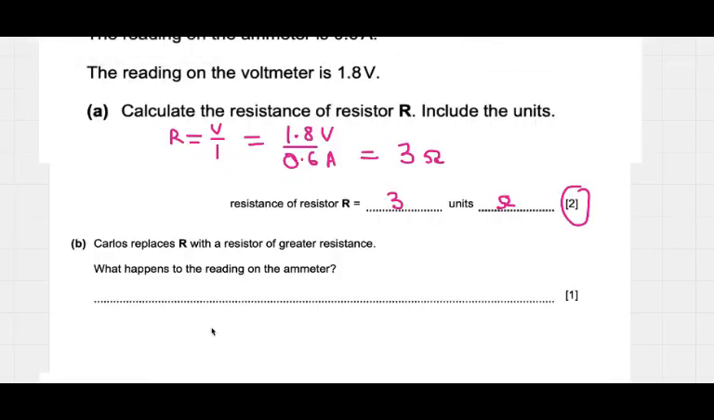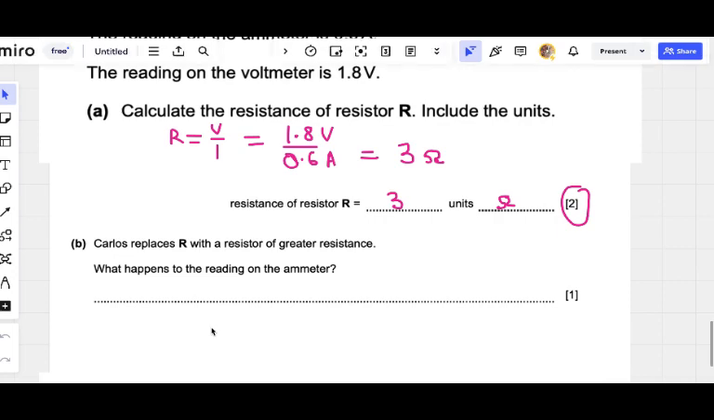If you look at it from the formula, R equals V over I. They are inversely proportional. So if you increase R, look at the question: Carlos replaces R with a resistor of greater resistance, meaning you increase the value of R. What will happen to the current? Current will become smaller. The reading of the ammeter will be lower or smaller. Some students can write lower, some might write smaller, and so on.